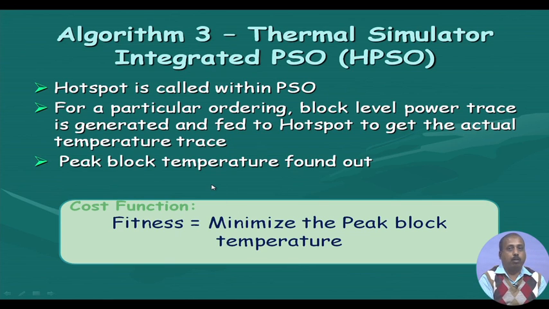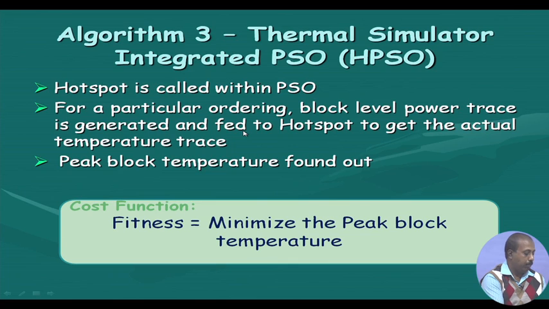Another way for computing the fitness function is to call the thermal simulator within the particle swarm optimization itself. For a particular ordering, a block level power trace will be generated and fed to HotSpot to get the actual temperature trace. Then we find the peak block temperature. So, the fitness function will try to minimize the peak block temperature; it is the maximum peak block temperature that we get and we try to optimize it.